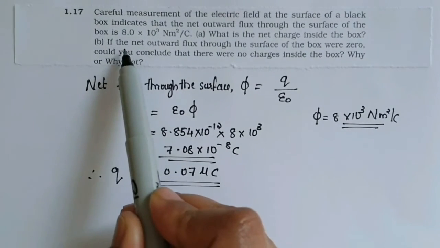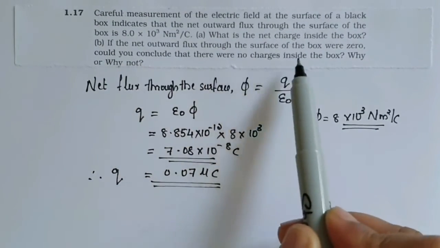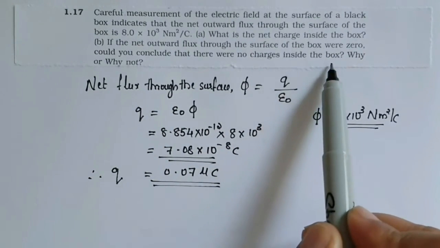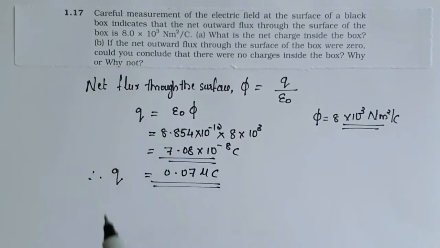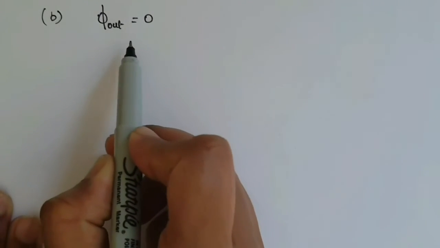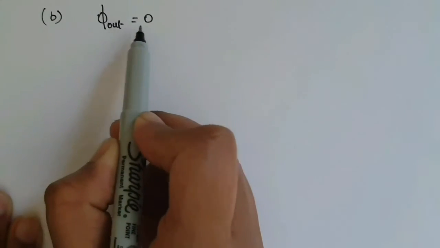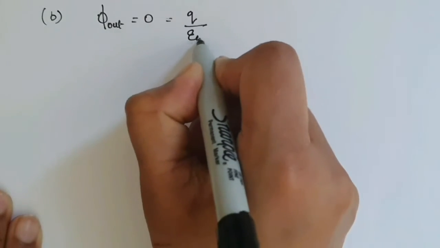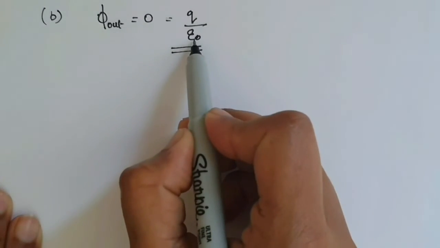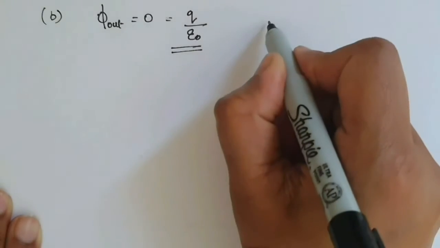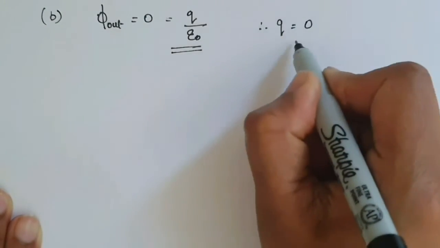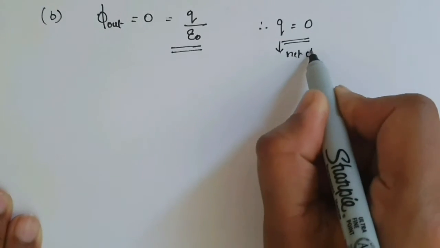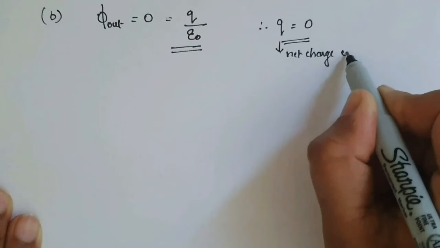Question number B. If the net outward flux through the surface of the box was 0, could you conclude that there were no charges inside the box? Yes or no. Net outward flux through the surface of the box was 0 means phi out is equal to 0. Now what is phi? This is equal to Q by epsilon 0. Since epsilon 0 is a constant, therefore Q is equal to 0.